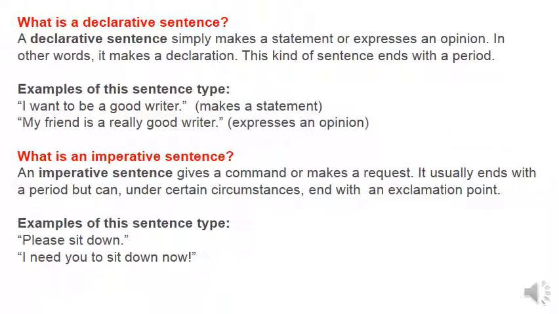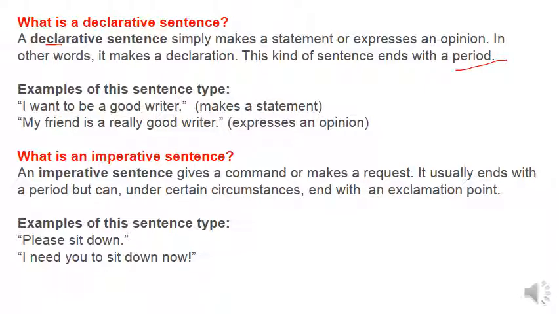Let's start with the first kind of sentences. The first kind is the declarative sentence. A declarative sentence simply makes a statement or expresses an opinion, which means that the declarative sentence tells something or states something. In other words, it makes a declaration. This kind of sentence ends with a period.